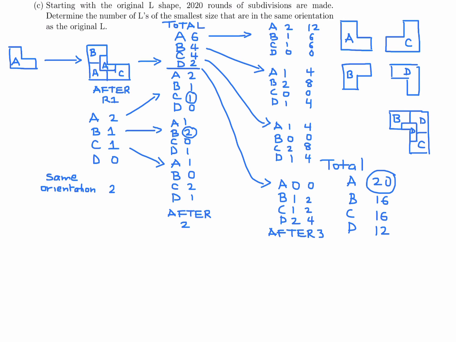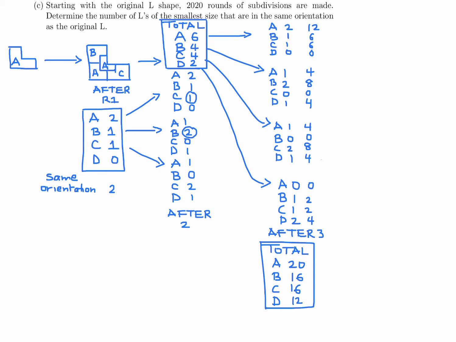Part C, starting with the original L shape, 2,020 rounds of subdivisions are made. Determine the number of L's of the smallest size that are in the same orientation as the original L. Well, we are obviously not going to do 2,020 rounds. So what I want to do is just one more round and see if I can get some sort of pattern. If I can extrapolate that pattern to 2020. So let's do that.